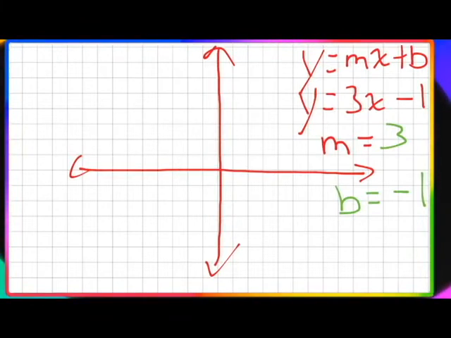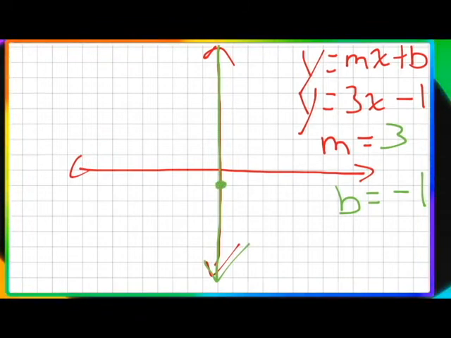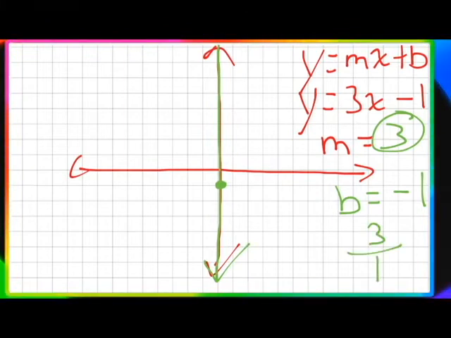Let's get rid of that, buddy. Negative 1. So I go to my y-axis, which is here, and graph your negative 1. Then we do our slope. Our slope is 3 over 1. That's our change in y over our change in x.